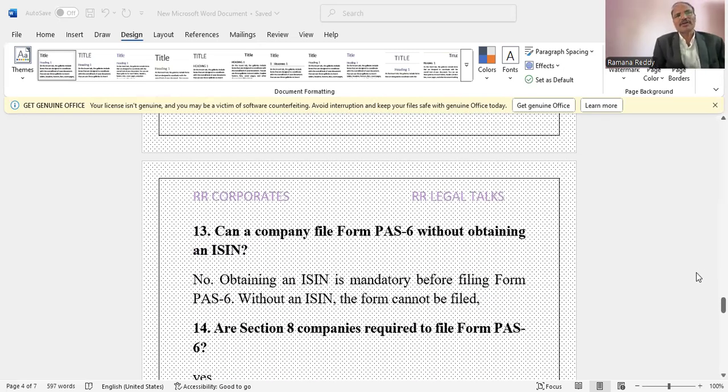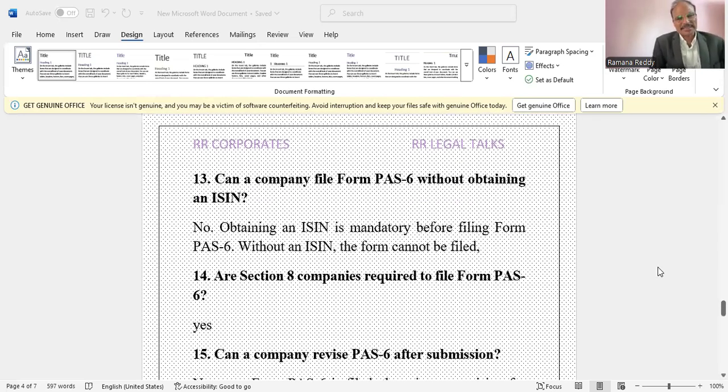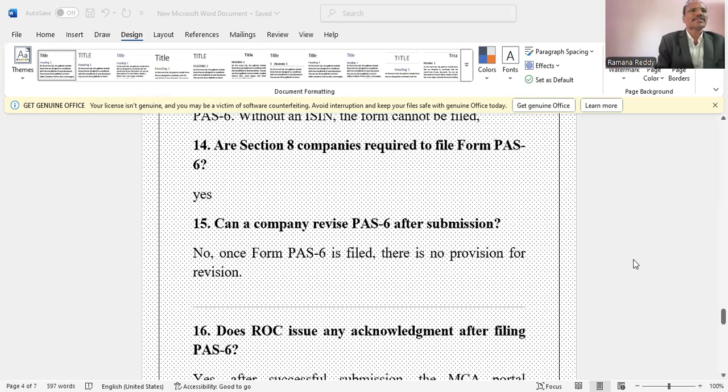Can a company file Form PAS6 without obtaining an ISIN? No. ISIN is mandatory to fill in PAS6. Are Section 8 companies exempted from filing PAS6? No. There is no exemption. Section 8 companies are required to file Form PAS6. Can a company revise PAS6 after submission? Once PAS6 is filed, there is no provision for revision.